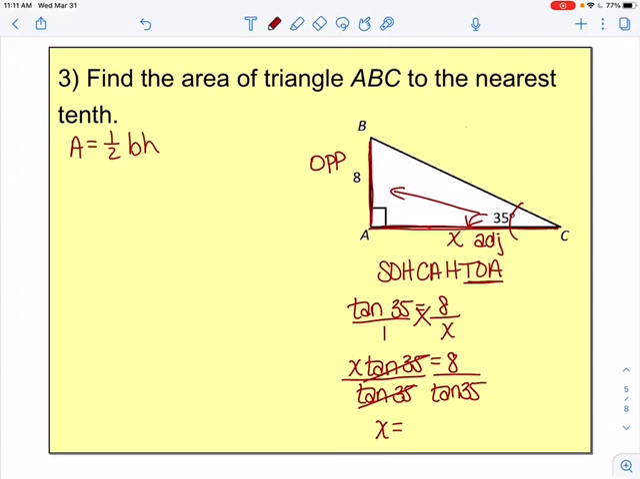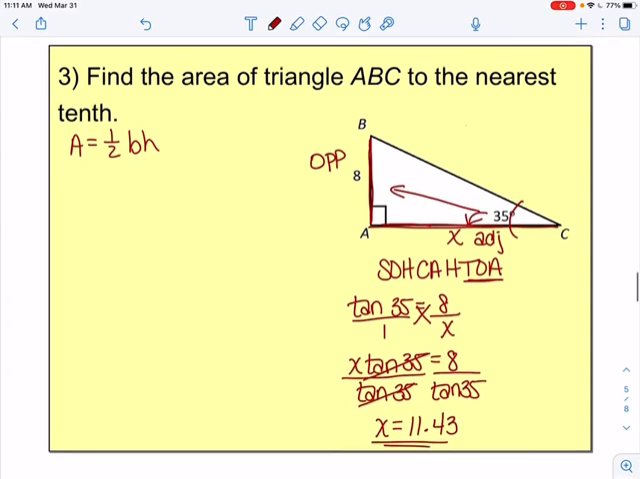When you do that, to 2 places after the decimal, it should come out to 11.43. Now I have enough information to solve for the area here. Area is going to be 1/2. We just found the base is 11.43 and our height is 8. So again, we can put that all into the calculator and just hit enter. When you do that, you should get an answer of 45.7.